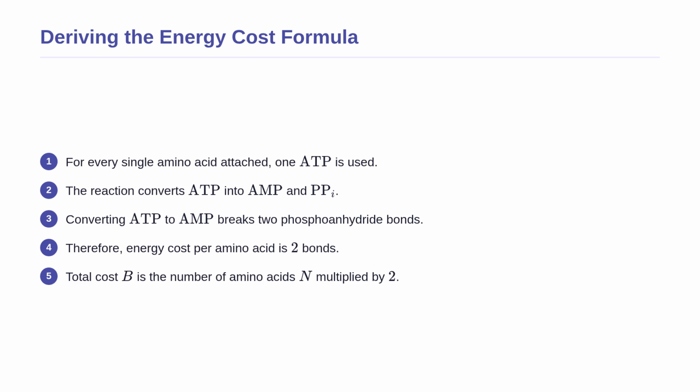However, this ATP is not just converted to ADP, it is converted all the way down to AMP and inorganic pyrophosphate. This specific conversion effectively breaks two high-energy phosphoanhydride bonds within that single ATP molecule. Therefore, the energetic cost per individual charging event is equivalent to 2 bonds. To find the total cost, we simply multiply the total number of amino acids by 2.